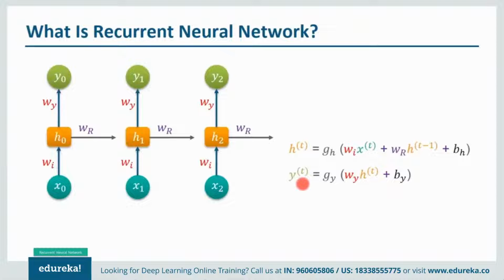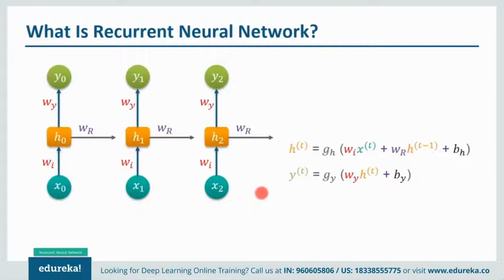Now in the next timestamp, that is at time t equals 1, things become a bit tricky. Let me explain what happens here. At time t equals 1, I have input x1. I need to figure out what is h1. For that, I'll use this equation. I'll multiply Wi, the weight matrix, by the input x1, plus Wr into h of 1 minus 1, which is h of 0. We know what we got from here. So Wr into h of 0 plus the bias, pass it through a function g of h to get the output as h1. Now this h1 will be used to get y1. We'll multiply h1 with Wi plus a bias and pass it through a function g of y to get y1.